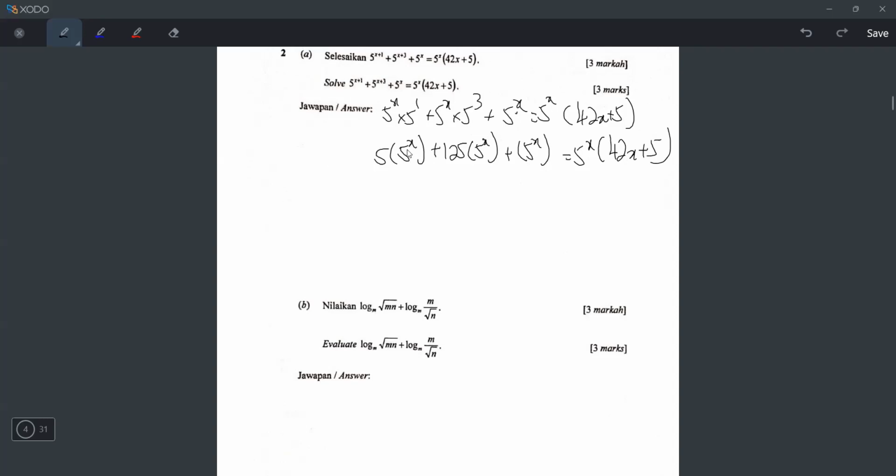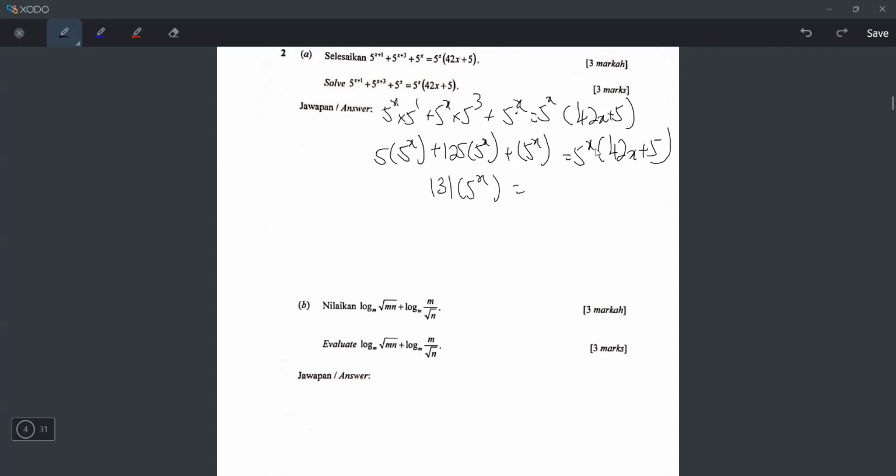And can you see after you group, you get 5 power x, 5 power x, 5 power x. So you can treat this as A. So it becomes 5A plus 125A plus A. Alright, means you let A equals to 5 power x. What is 5A plus 125A? 130A. 130A plus A, 131A.